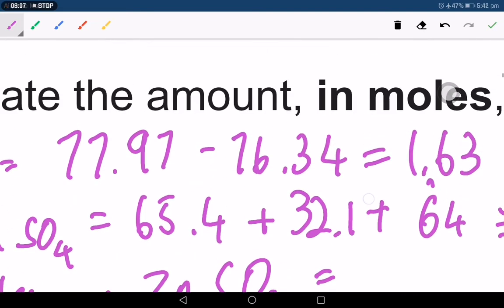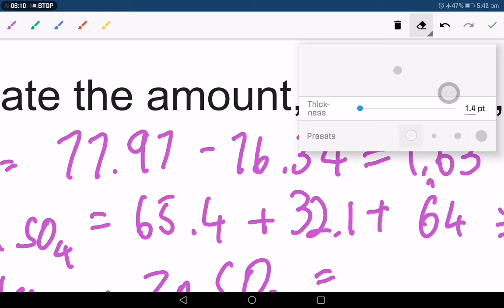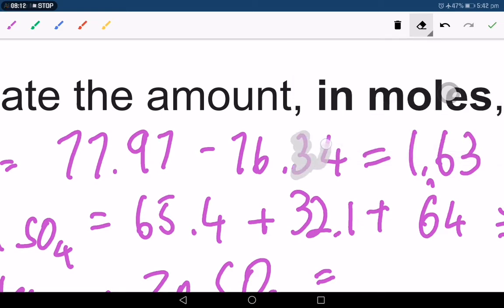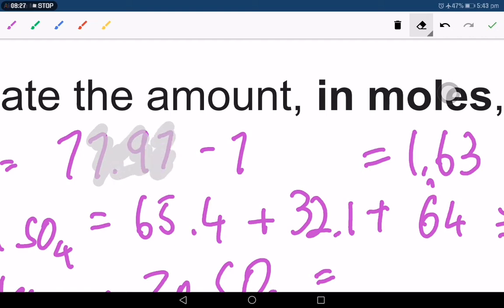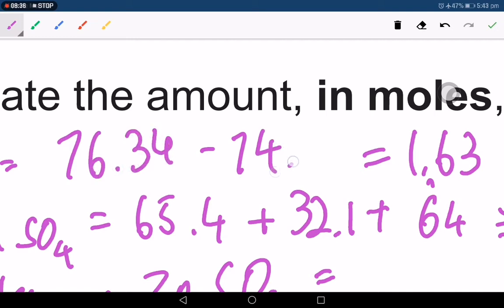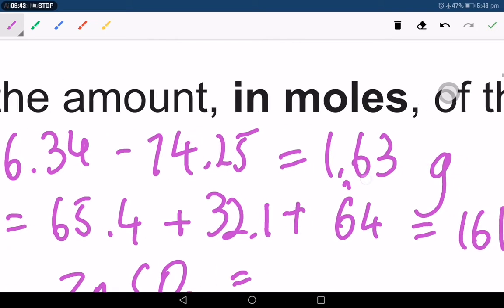Oh wait, I did something wrong here. I didn't put this here. This gives you the amount of water evaporated, so I had to put the mass of the anhydrous salt, which is 76.34 minus 74.25. That gives 2.09 grams.